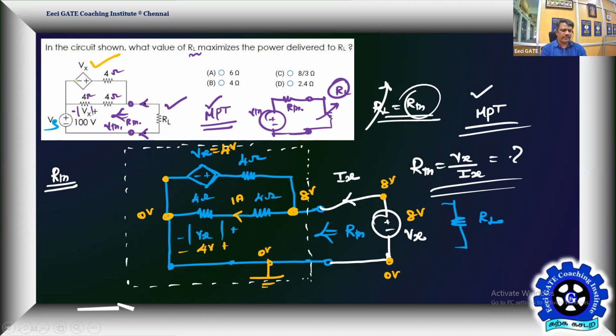For the Vx, left side is negative, right side is positive. This is 0, and now the potential rises by 4. So this is going to be 4 volt. And this is 8, so this is also 8. If that is the case, what's the drop across this? The drop across this. Let me take it to the next slide so things will be better.